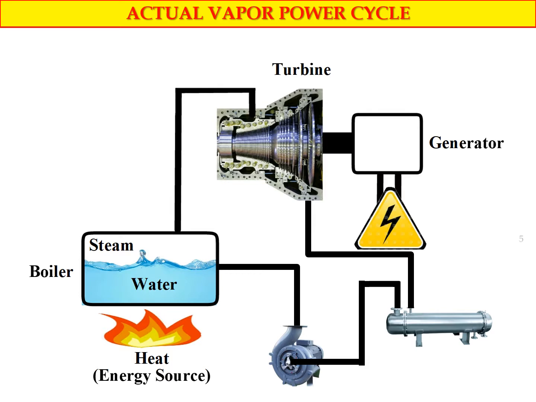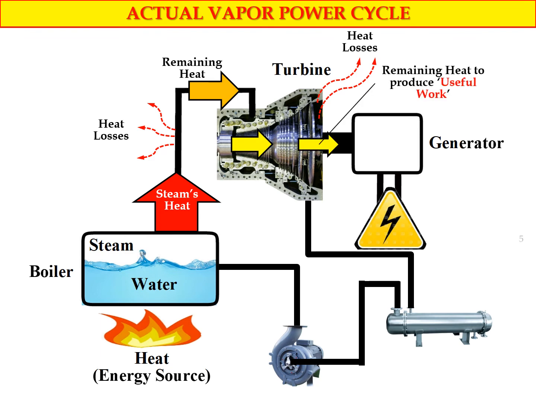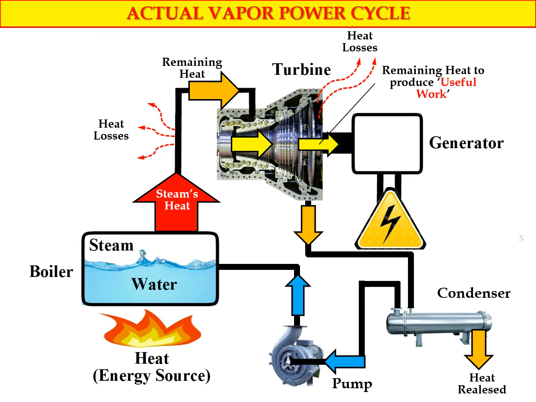Actual vapor power cycle. So this is the simplified diagram of the actual vapor power cycle. As you can see, steam is generated from the boiler, and it goes into the turbine, and during its movement in the piping, we have a heat loss in the piping, and the remaining heat goes into the turbine. In the turbine we also have a heat loss, and the remainder will be used to produce useful work in the generator, and the output of it goes into the condenser, where the heat is released to the surrounding, and it goes back into the pump and into the steam generator or the boiler.